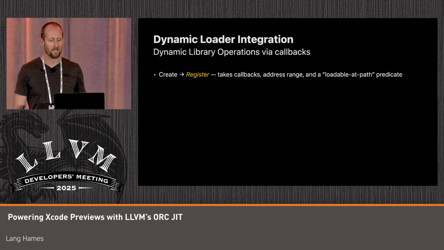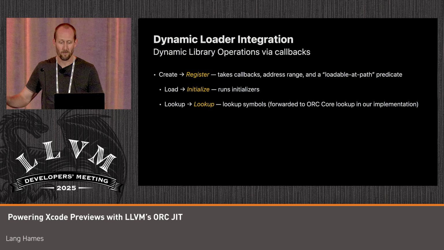So create becomes register. It takes a set of callbacks, an address range, and a loadable-at-path predicate that you can think of as introducing a virtual file system to the system dynamic loader. Whenever the system dynamic loader comes up with a path that it might want to open, if there's no file on disk at that path, it can ask the registered pseudo dylibs, are you loadable at this path? If one of them says yes, the dynamic loader can say, right, run your initializers, you're being opened. If the dynamic loader needs to look up any symbols within the pseudo-dynamic library, it can call the lookup callback, which will be forwarded to ORC core lookup in our implementation, which we'll see in a moment.